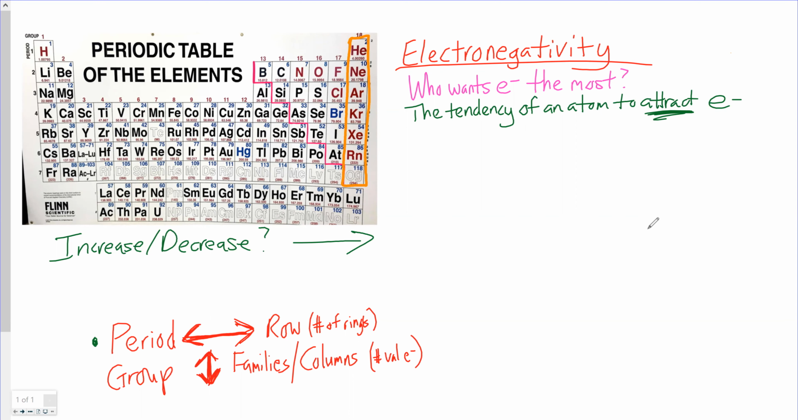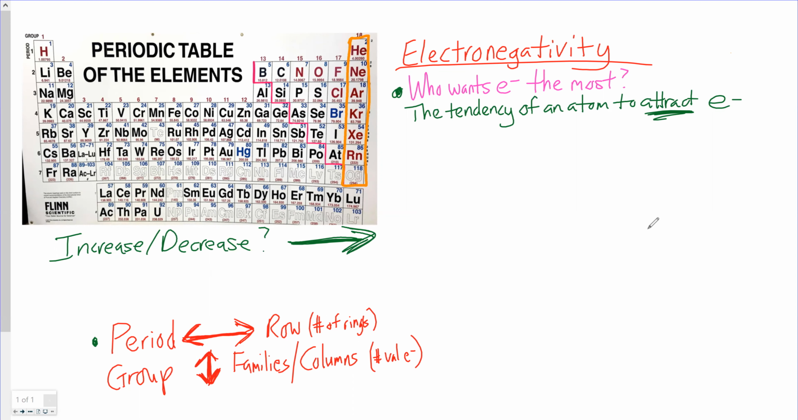Don't answer just yet. Okay, so as we go this way on the periodic table, and we think about who wants electrons the most, would that increase as we go across the table or would it decrease as we go across the table? Okay. Would anyone like to, and it's okay, we're learning, right? So if you guess and you guess wrong, that's fine. That just means now you know the answer. Would anybody like to guess and explain why they think what they think?